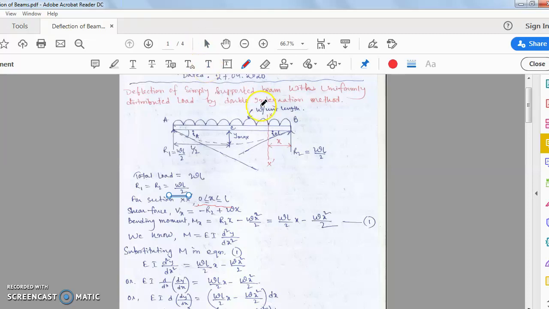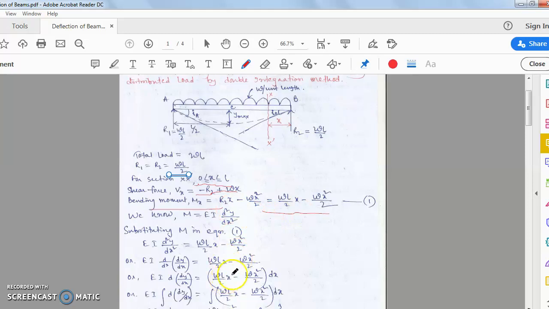So for this particular section, Vx, we know the shear force is minus R2 plus Wx, and simply the bending moment we know is WL by 2 x minus Wx square by 2. Okay, and from the bending equation we also know that M equals EI d2y dx2. So we can substitute M in equation 1. We'll get the expression like this: EI d2y dx2 equals WL by 2 x minus Wx square by 2.